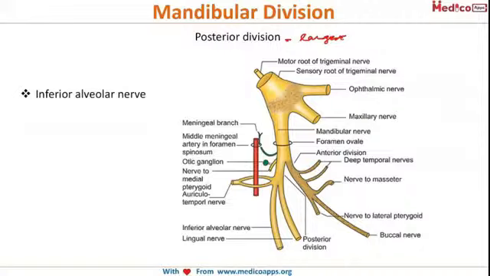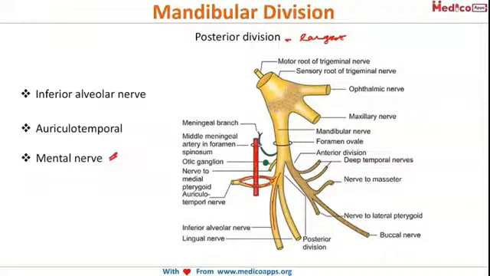First we have the inferior alveolar nerve. So as you can see, this is the inferior alveolar nerve. Then we have the auriculotemporal nerve. Here is the auriculotemporal nerve. This nerve loops around this artery, that is the external carotid artery. Then we have the mental nerve.